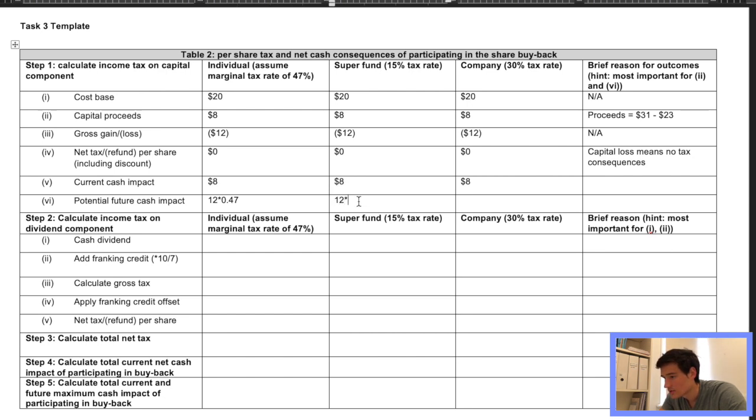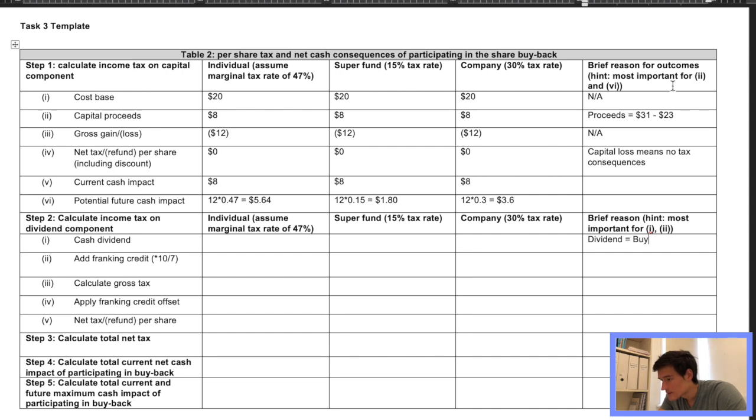And for potential future cash impact is where we apply the marginal tax rate to the positive value of the capital loss. So here we see some numbers. Just trying to do this quickly. Right. So I hope that's close enough.